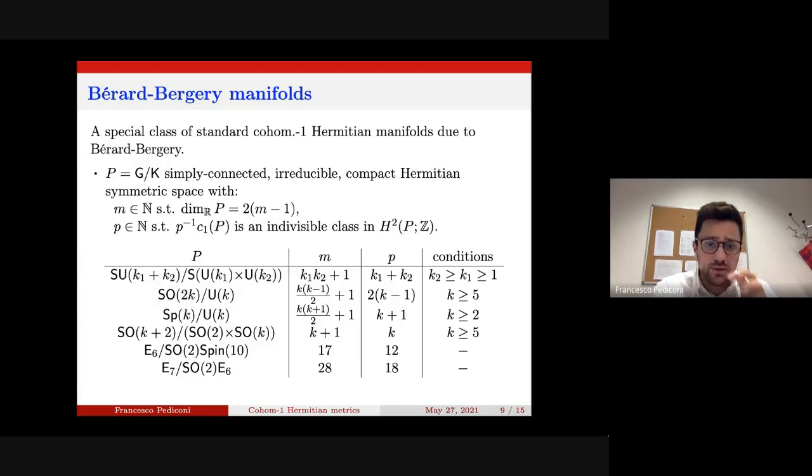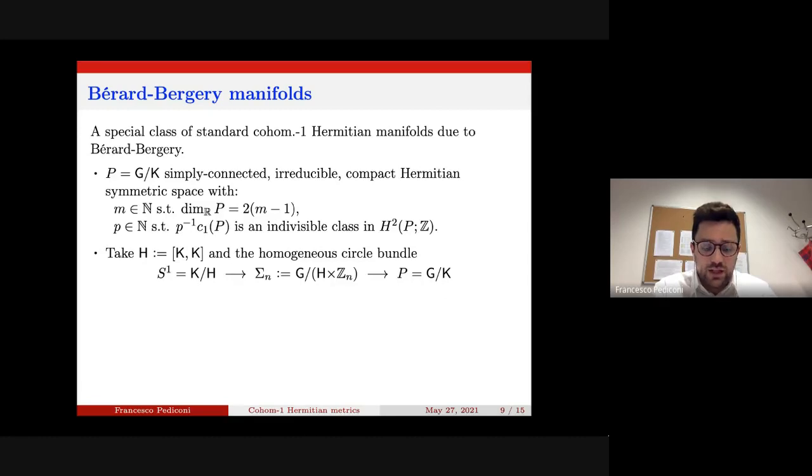Once you have this manifold, it is well known that the center of the isotropy K is a circle. And so this gives rise to a family of homogeneous circle bundles Sigma_n over P, where n is a twisting factor. So for any n, you can define a homogeneous circle bundle in this way, by taking H to be the semi-simple part of the isotropy, and Sigma_n to be G over H times the n.